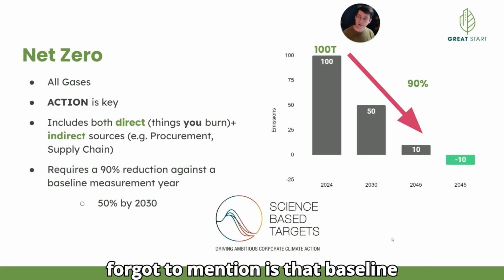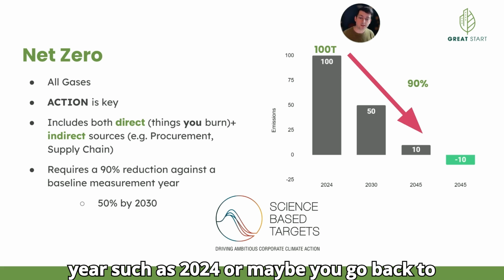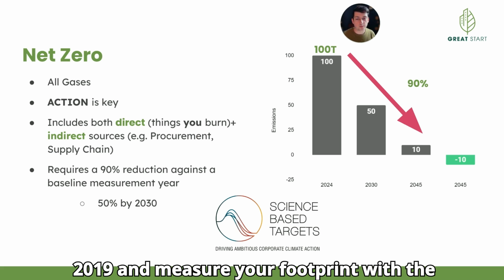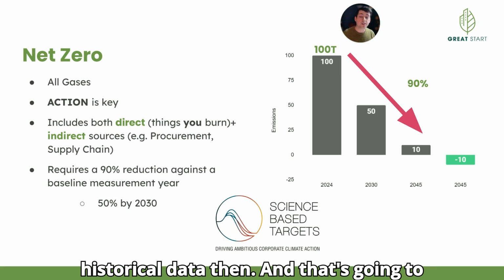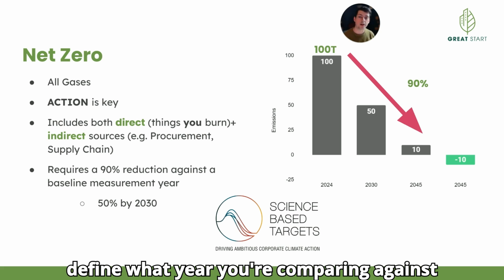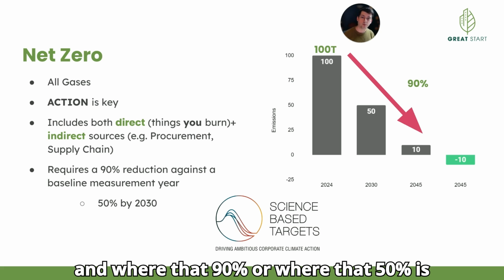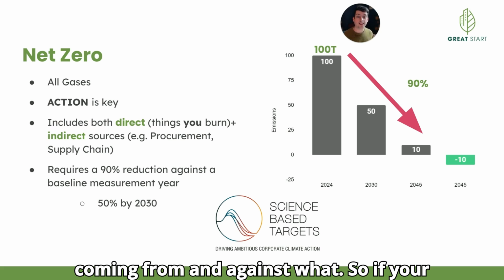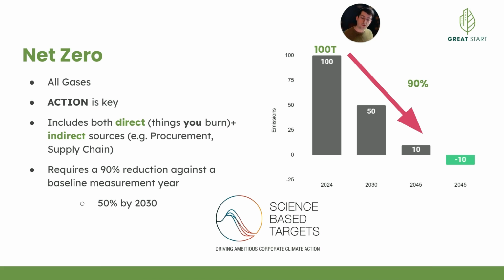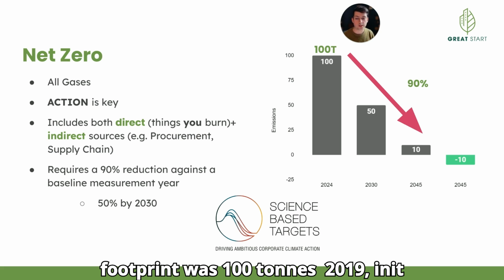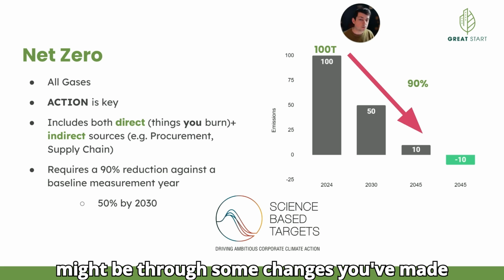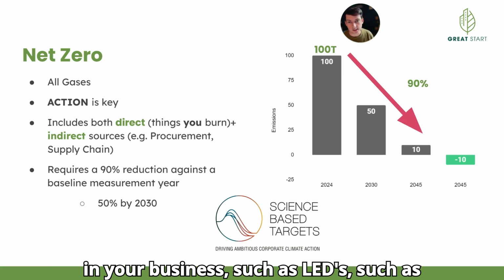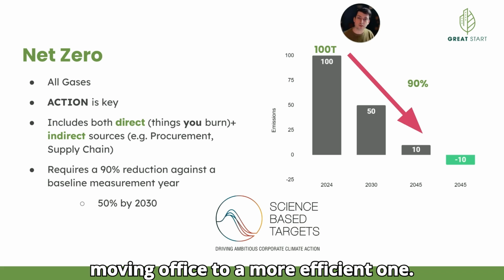Something else that I forgot to mention is the baseline measurement year, where you would set a year such as 2024, or maybe you go back to 2019 and measure your footprint with the historical data then, and that's going to define what year you're comparing against and where that 90% or that 50% is coming from and against what. So if your footprint was 100 tonnes in 2019, it might be through some changes you've made in your business, such as LEDs, such as moving office to a more efficient one.